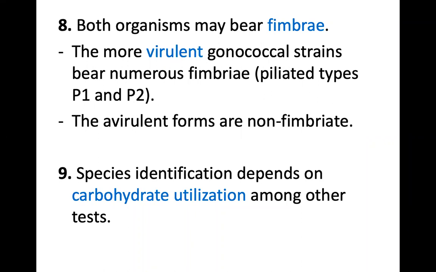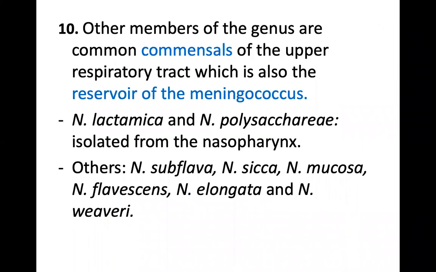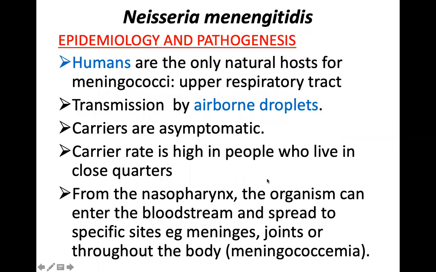You can identify the species based on carbohydrate utilization, among other tests. Like Neisseria meningitidis will ferment glucose and maltose, while Neisseria gonorrhoeae will ferment glucose only. So besides the two species that we'll focus on, the gonococcus and the meningococcus, just know that there are other members of that genus Neisseria that are common commensals of the upper respiratory tract, and some of them have been listed here.